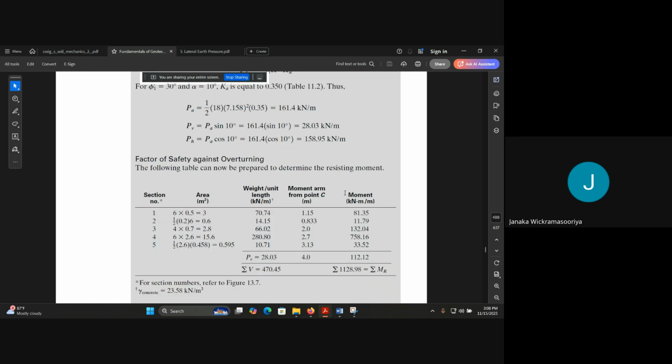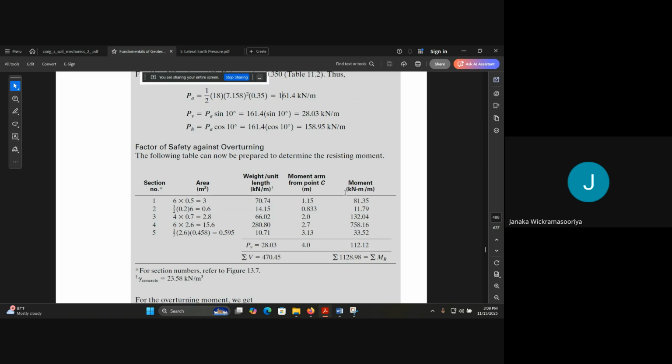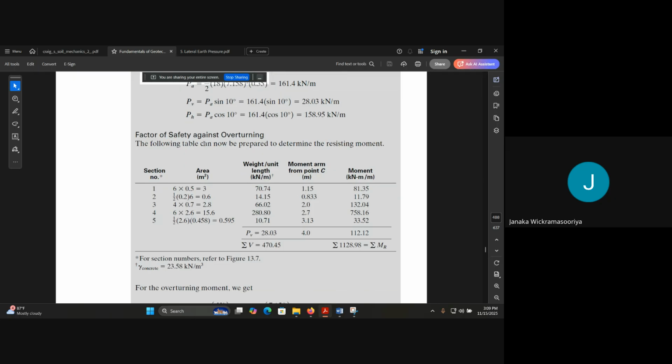So then we can prepare a table like this to determine the factor of safety against overturning. The following table can now be prepared to determine the resisting moment. In the first column, you have the section number, then area, weight per unit length, then moment arm from point C, and the moment. So we prepare a table like this. I will explain how you can get these values, one by one.